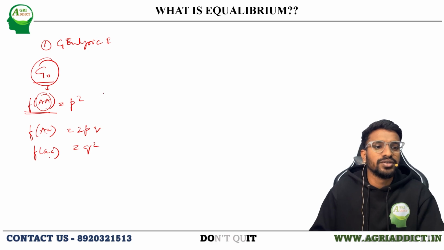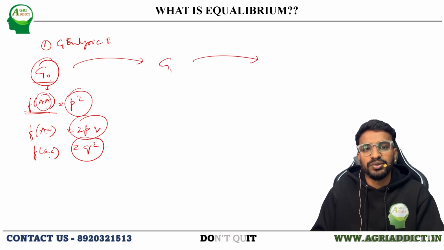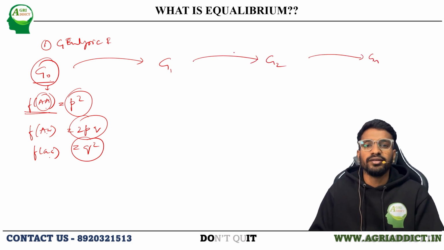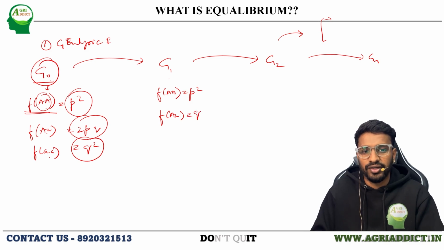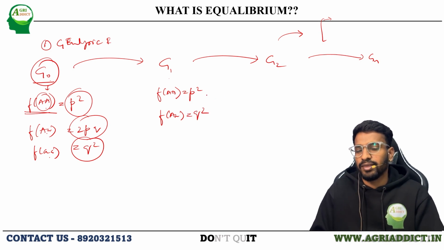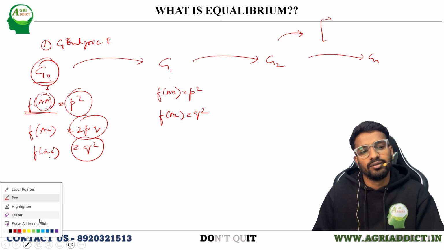These values we are getting in the G0 generation should be the same even in the G1, G2, G3 and nth generation when it satisfies the conditions discussed in the previous slide. So even in the G1 generation, the f of capital A capital A should again be p square, and the f of small a small a should again be q square. So that is what it means. I hope this is clear. So this is about the Hardy-Weinberg principle.